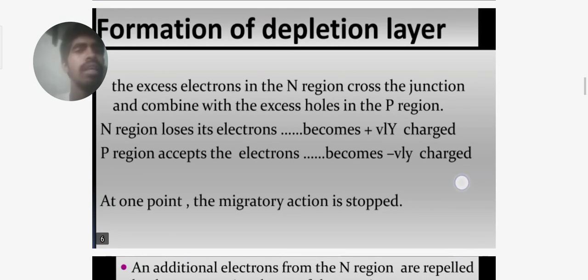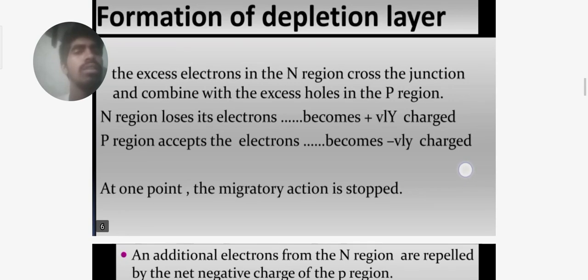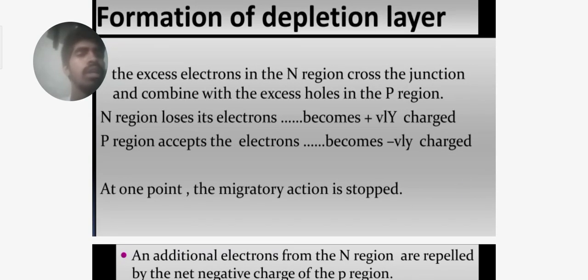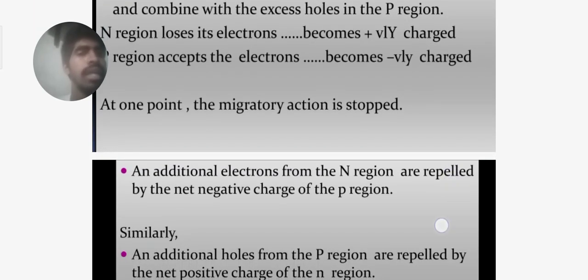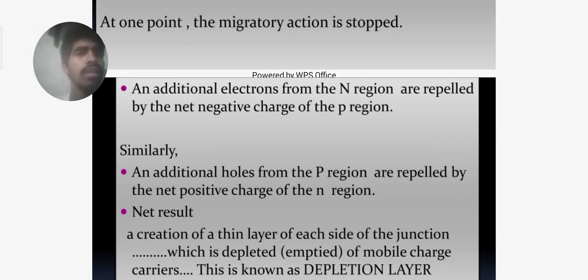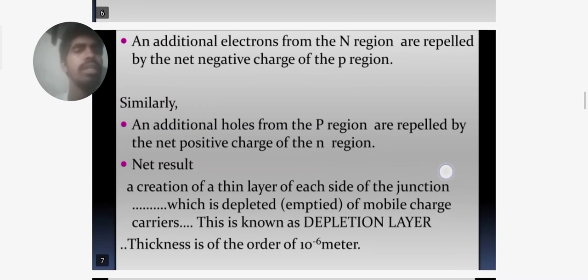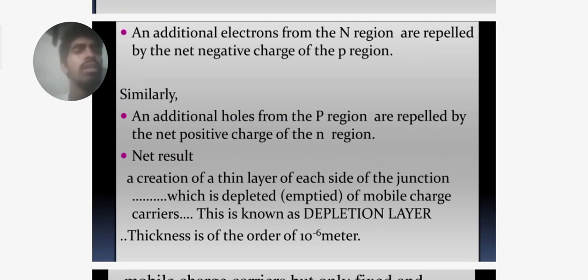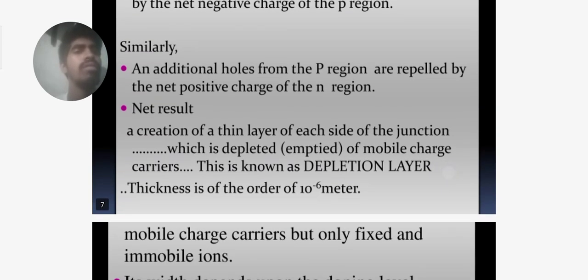The excess electrons in the n region cross the junction and combine with the excess holes in the p region. The n region loses its electrons and becomes positively charged. The p region accepts electrons and becomes negatively charged. At one point the migratory action is stopped, and additional electrons from the n region are repelled by the net negative charge of the p region. Similarly, additional holes from the p region are repelled by the net positive charge of the n region.